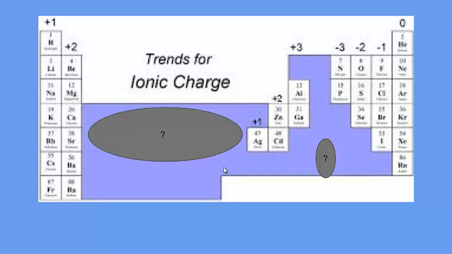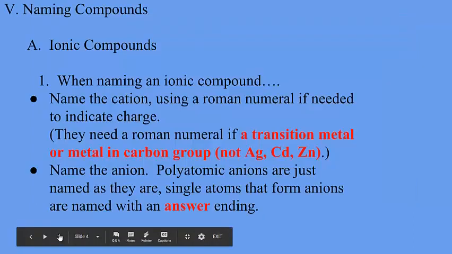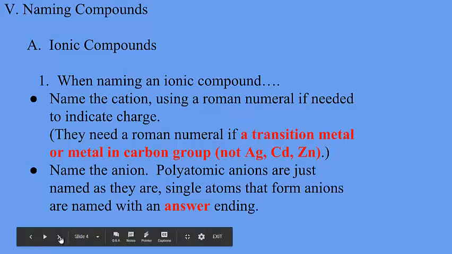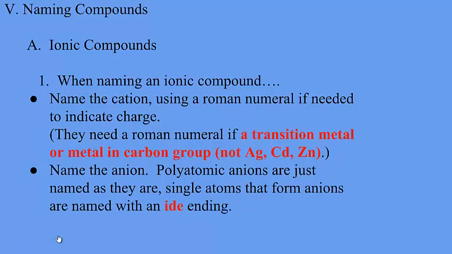So those need a Roman numeral because we don't know their charge and we have to indicate it by giving them a Roman numeral. So they need a Roman numeral if a transition metal or metal in the carbon group, not silver, cadmium, and zinc. So once we name the cation, including a Roman numeral if necessary, then we name the anion. Polyatomic anions are just named as they are from the list. Single atoms that form anions, so these would be our nonmetals, right, are named with what kind of an ending? IDE. We've talked about that a few times.